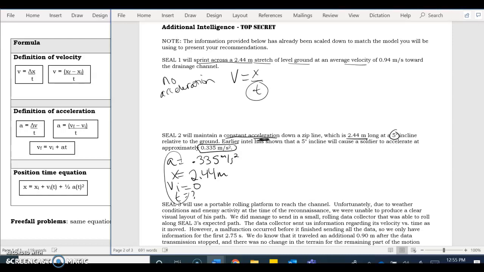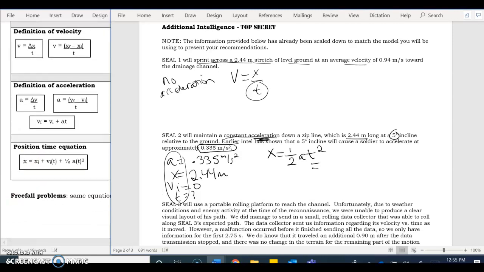So looking at these, I can then choose my position-time equation, and I can cut out a lot of that equation because everything starts from rest, starts from 0. So I'm going to cut right to that equation right there to solve for t.